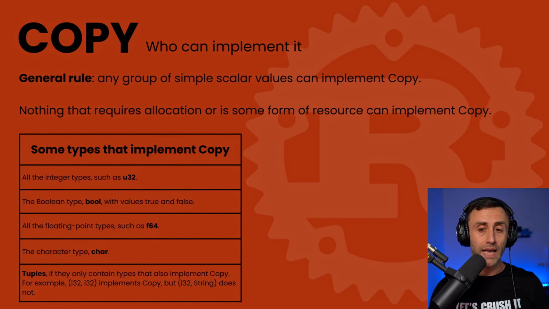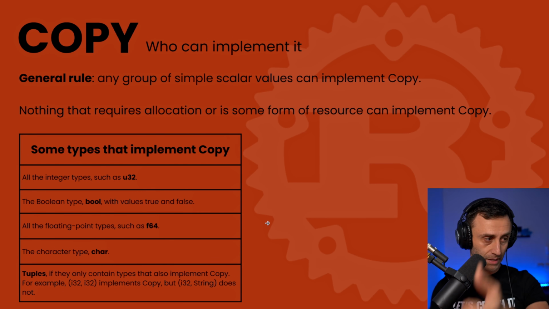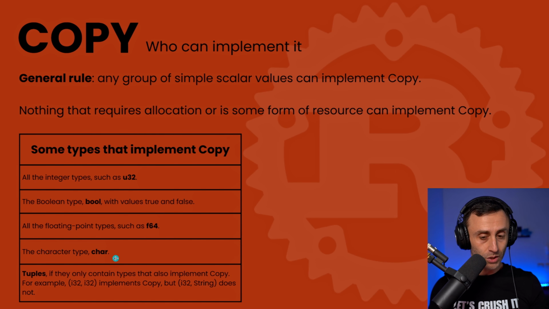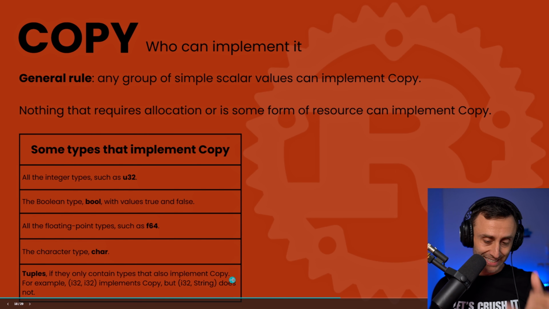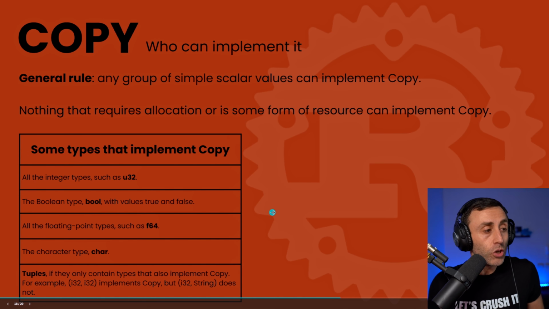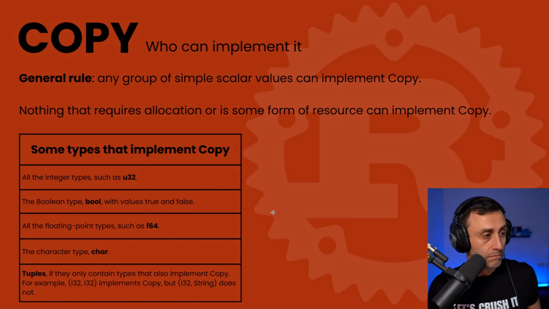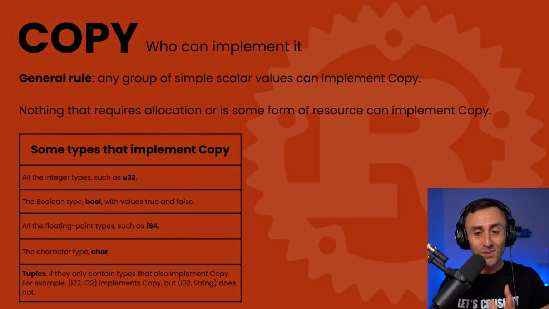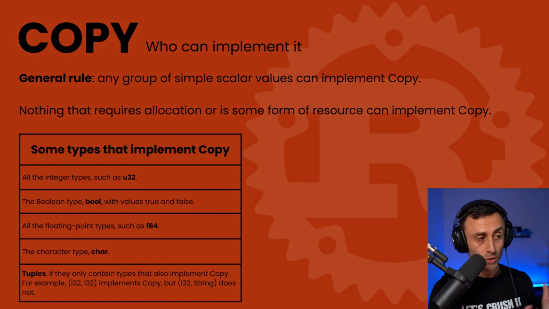In general, any group of simple scalar values. Do you remember the ones I introduced? The arrays, Booleans, char, tuples that contain primitive scalar types, integers. They don't use ownership. You can use them as we do in most programming languages.